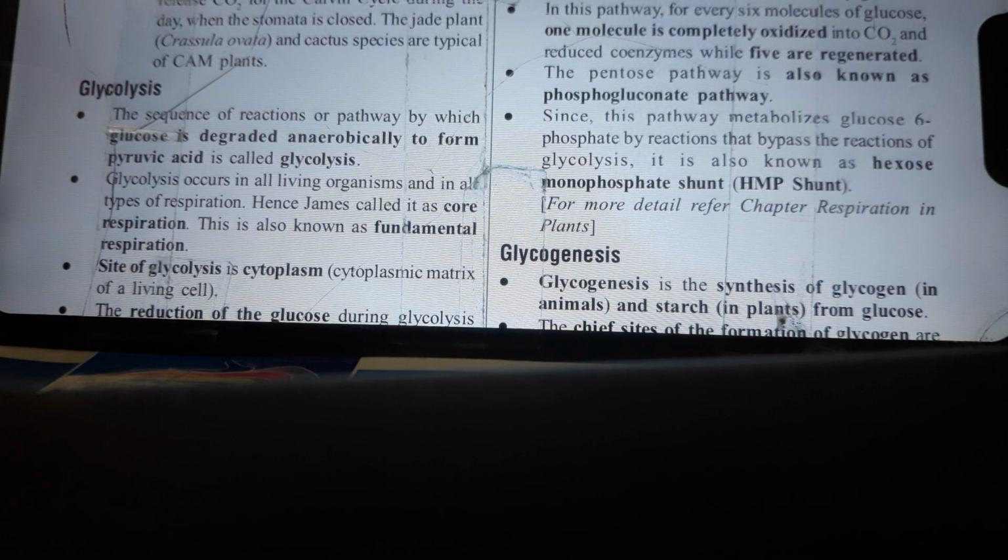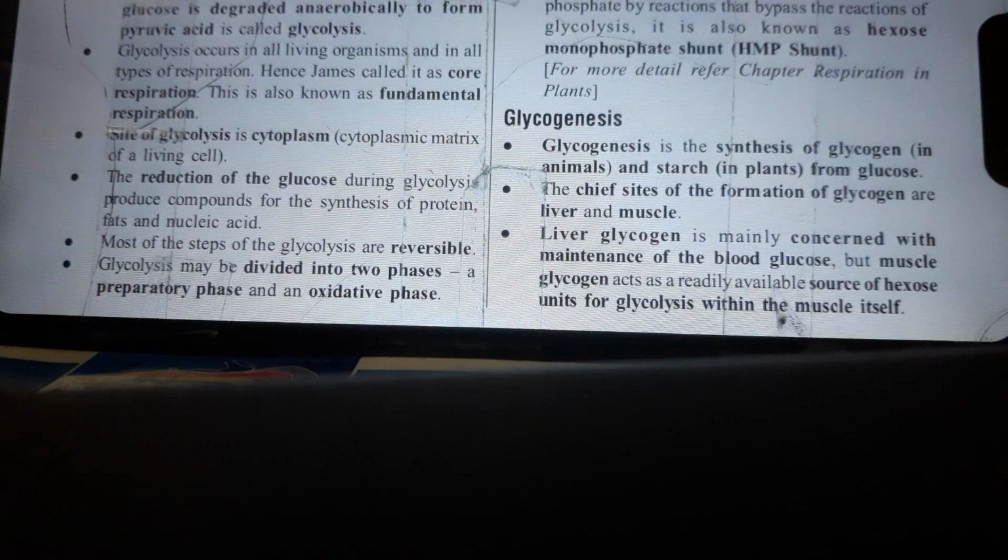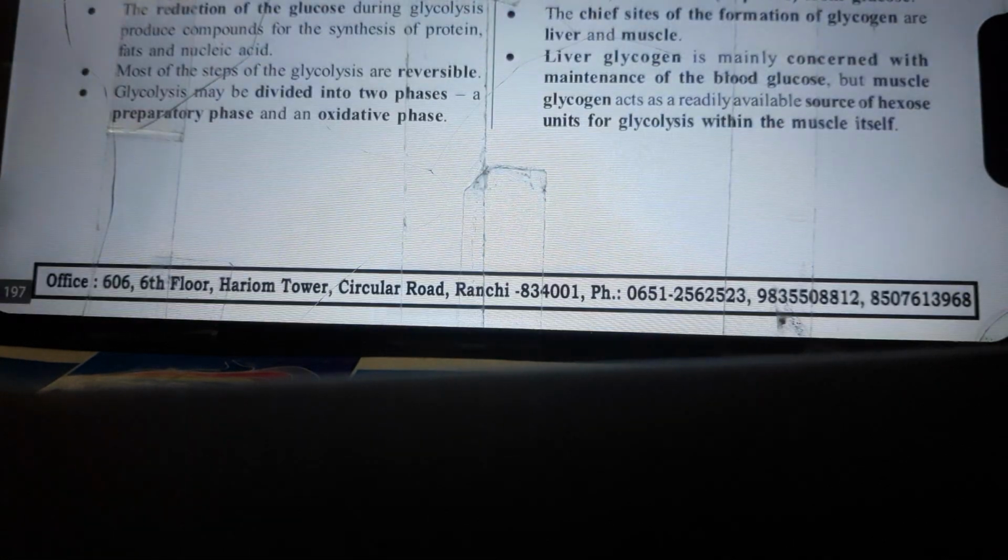In this pathway, for every 6 molecules of glucose, 1 molecule is completely oxidized into CO2 and reduced coenzymes, or 5 are regenerated. The pentose pathway is also known as the phosphogluconate pathway. Since this pathway metabolizes glucose 6-phosphate with reactions that bypass the reactions of glycolysis, it is also known as the hexose monophosphate shunt, HMP shunt. More details of this are in the chapter on respiration in plants.